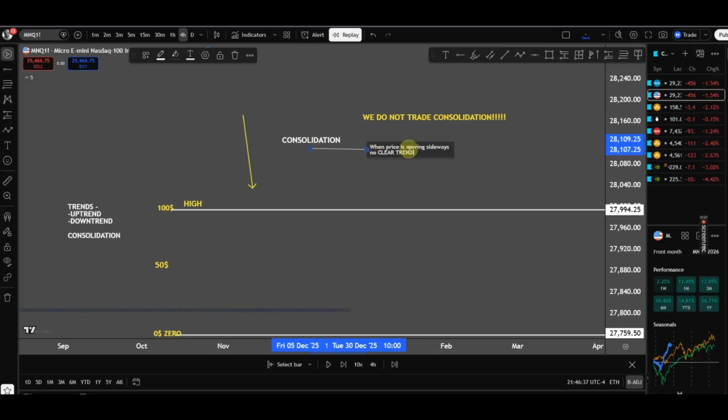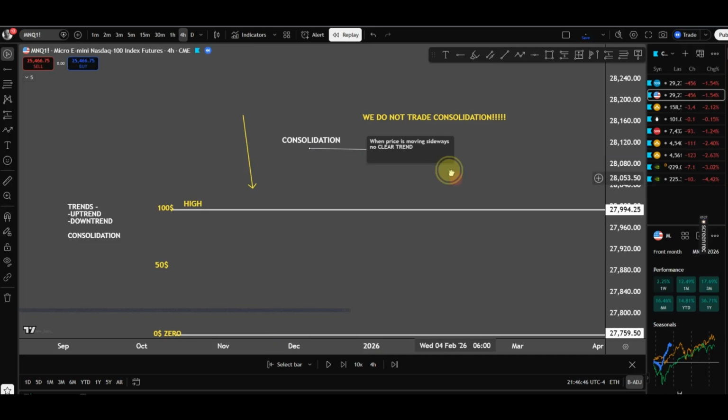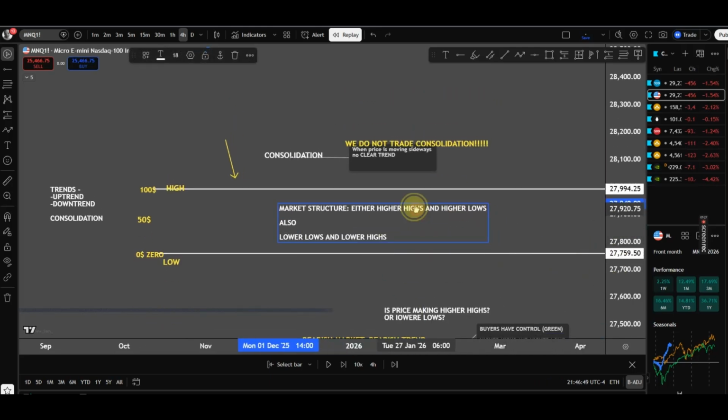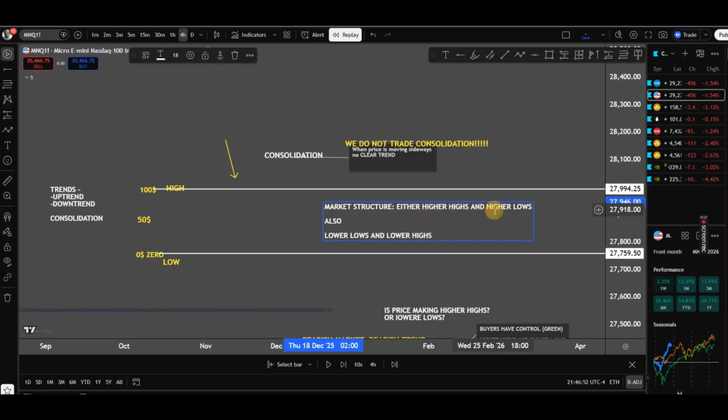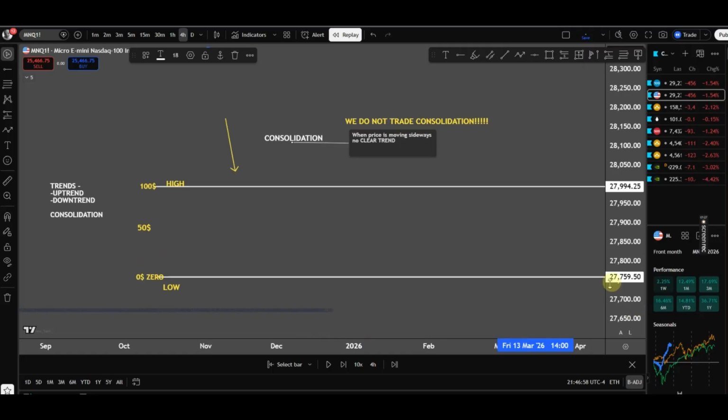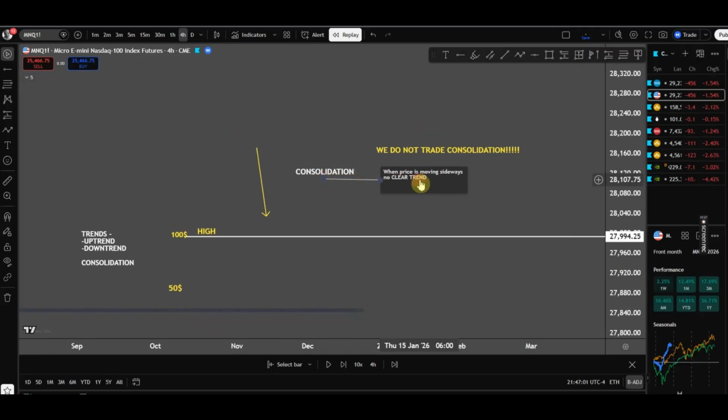So consolidation is when price is moving sideways, no clear trend. We do not trade that. In market structure terms, like I told you earlier, market structure is pretty much just a trend. Market structure is supposed to make higher highs, higher lows, and also lower lows and lower highs. And if it's not making either one of those, that means it's in a consolidation. Consolidation with no clear trend, in market structure terms, means that it's making a high and low.